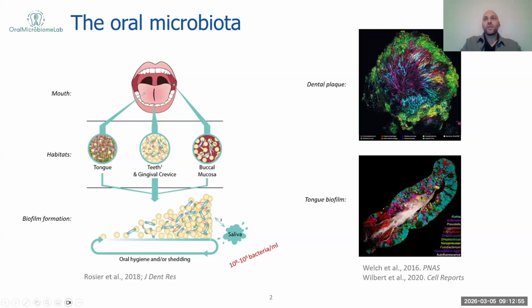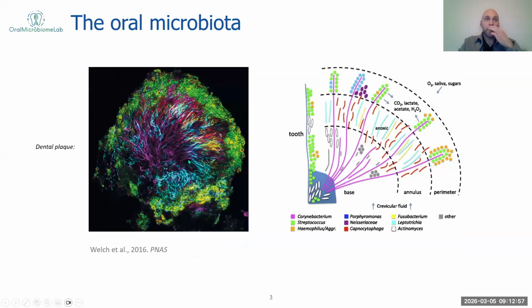And now we'll go into more detail about the dental biofilm. So based on these images, the authors designed this model where there's this long bacterium called Corynebacterium that's forming the pillar of the dental plaque. And it starts at the tooth surface and ends at the very end.